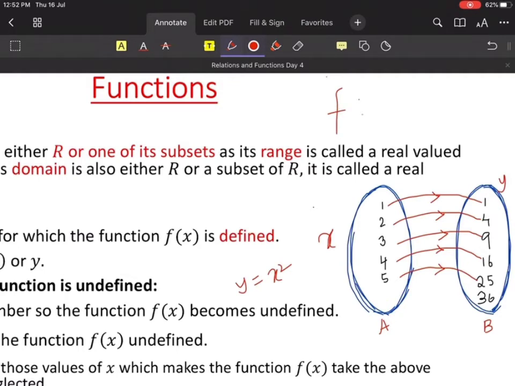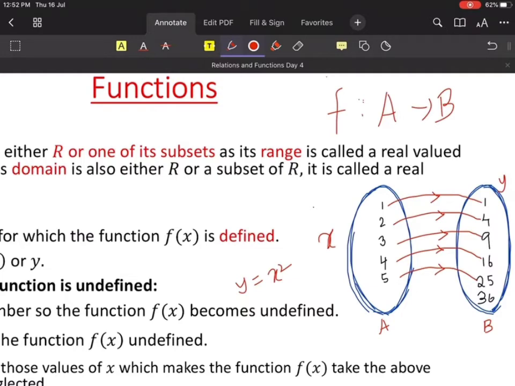A function is defined like this. It is f, colon, and it will be from where to where? It will be from A to B, right? Yes or no? Yes, sir. Again, 1 comma 1 is an element of f. Understood? Again, listen carefully. One by one I am going.